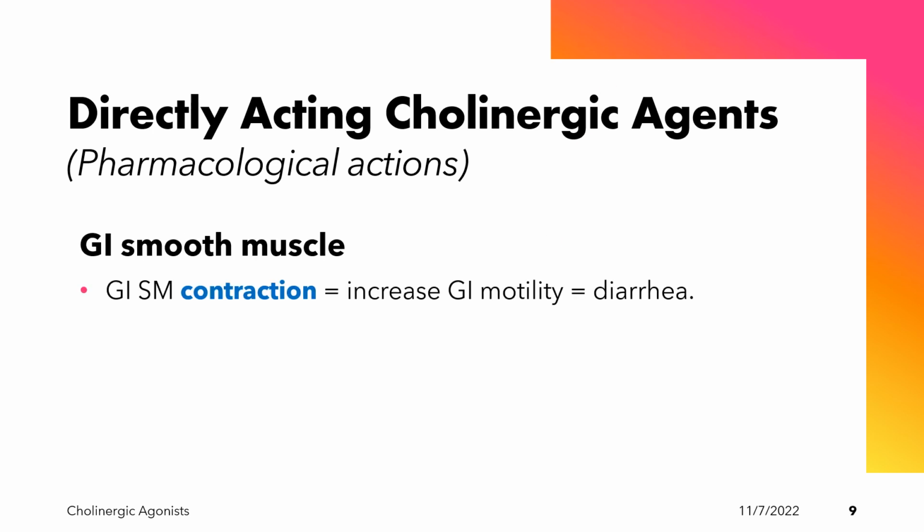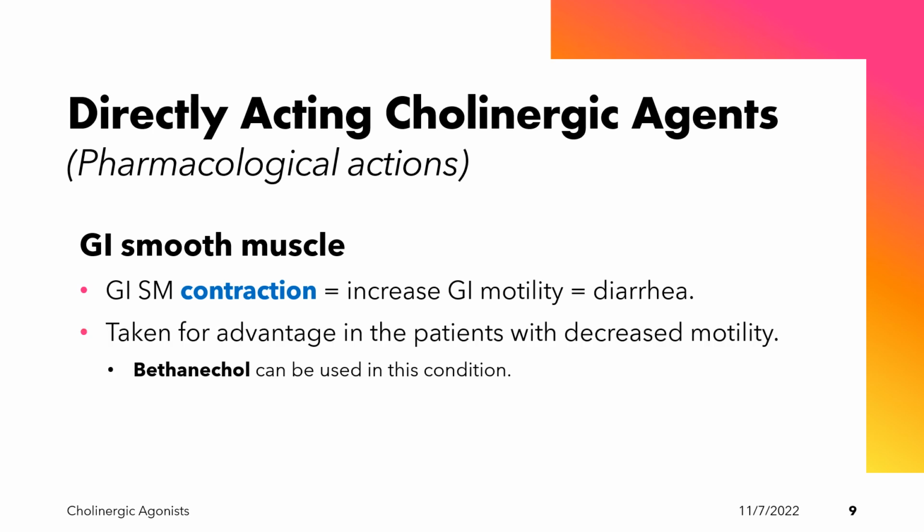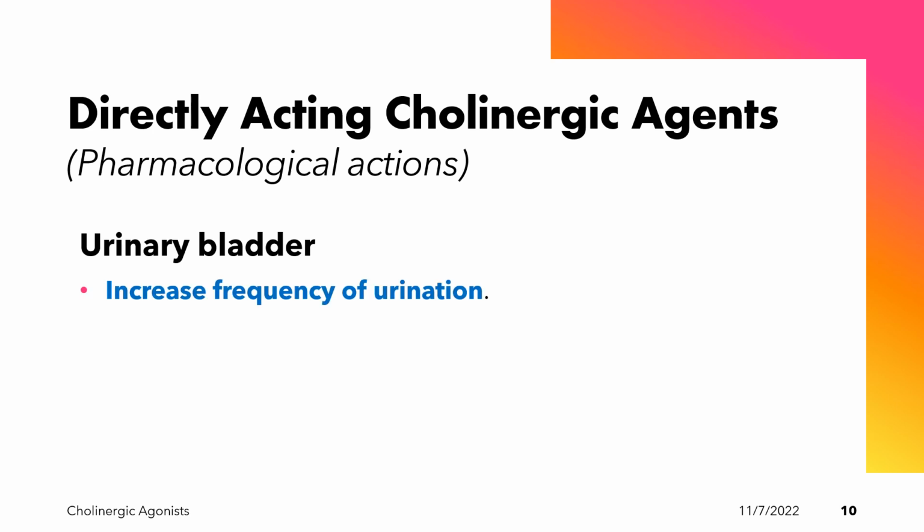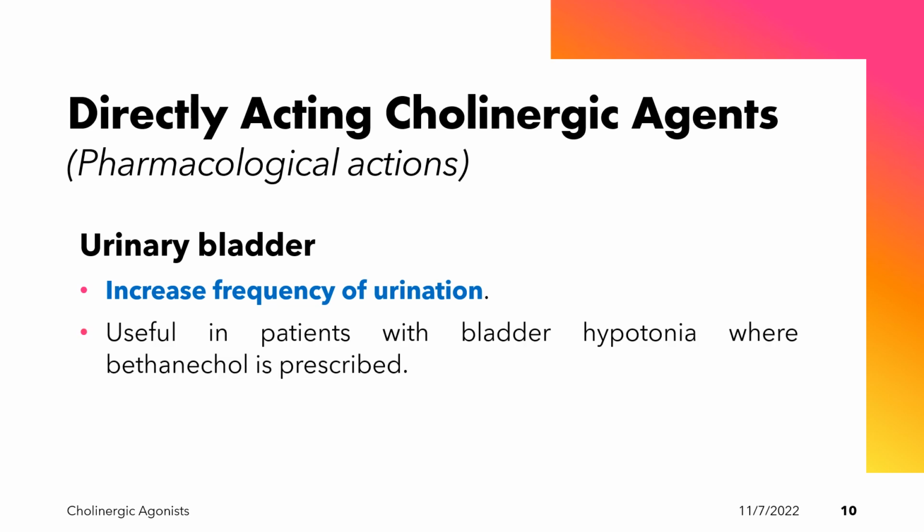These drugs can produce GI smooth muscle contraction, leading to an increase in GI motility. This enhanced motility may result in diarrhea. But this action can be taken advantage of in patients with decreased GI motility. In particular, bethanechol can be used in this condition. In the urinary bladder, these drugs increase the tone of the bladder, leading to increased frequency of urination. This is useful in patients with bladder hypotonia, where bethanechol is prescribed.